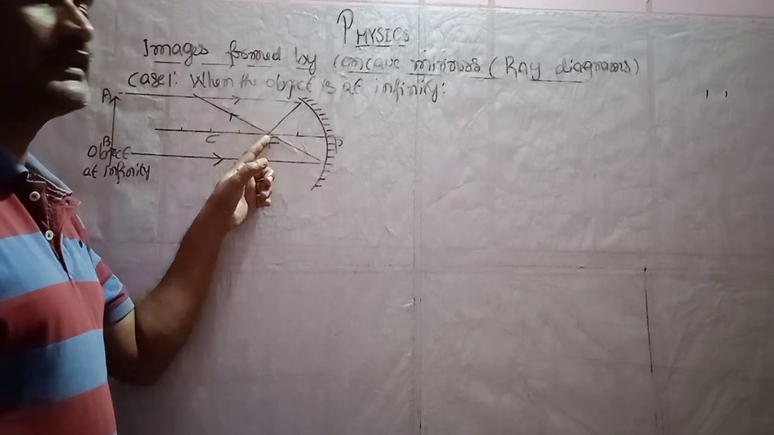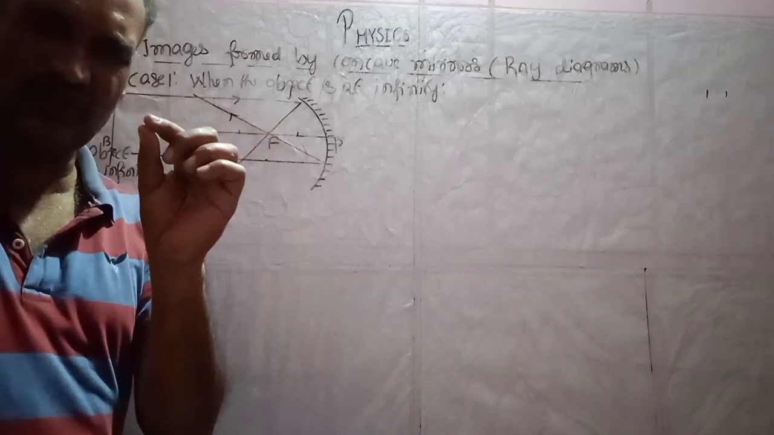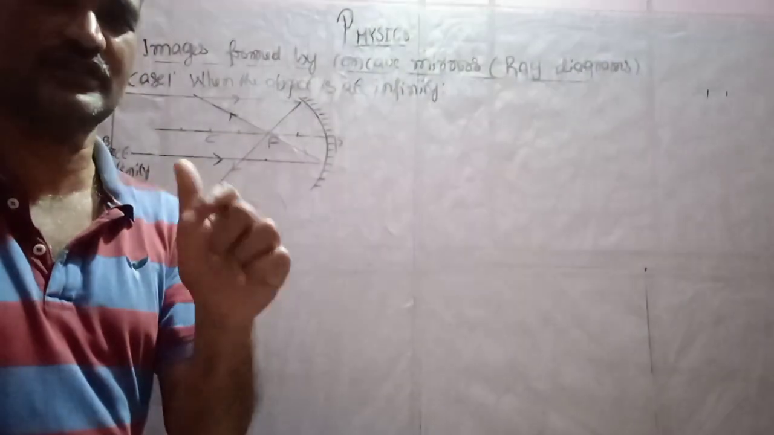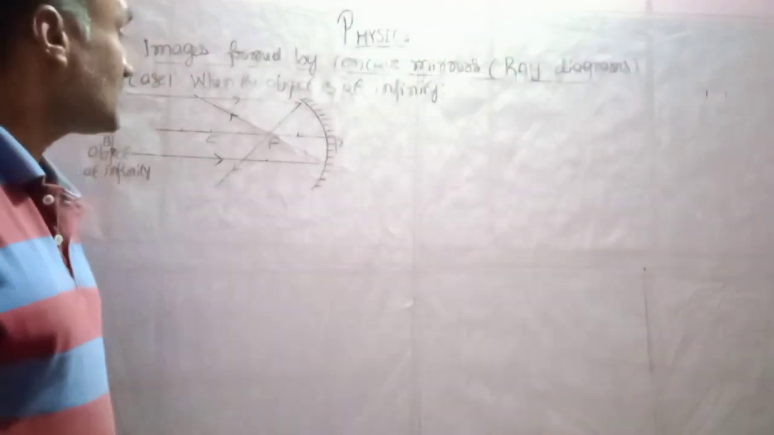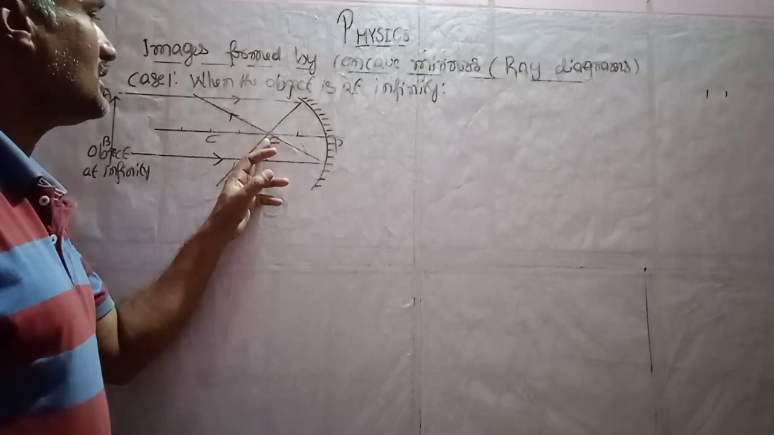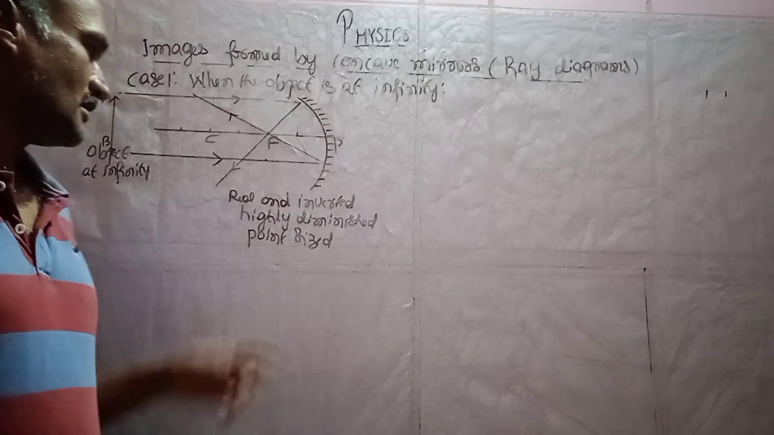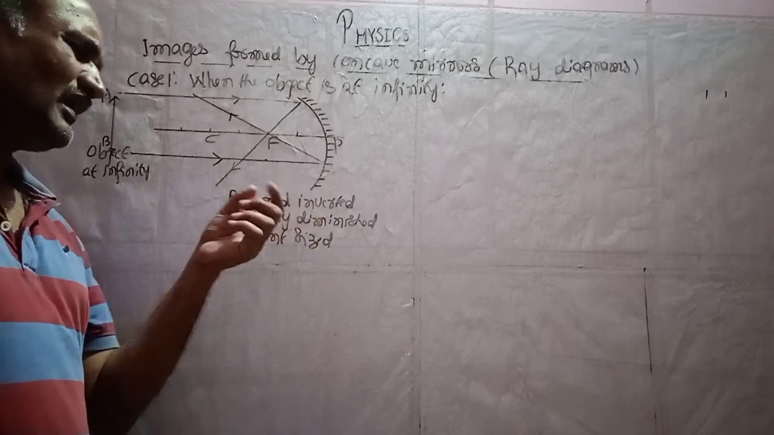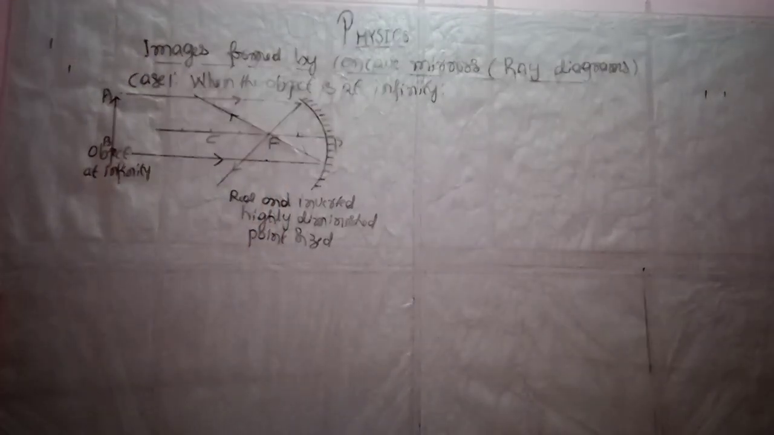So here we can get the image. This image is very small, so it is highly diminished. And the nature is real, because we are getting the image, and it is inverted. Dear student, when we keep the object at infinity, the nature of the image is real and inverted and highly diminished, point-sized, very small. So this is case number one.